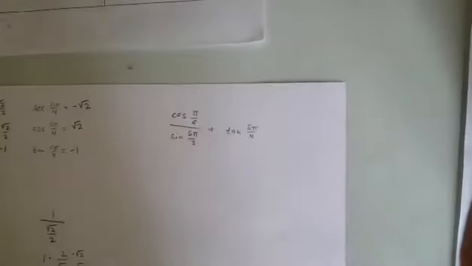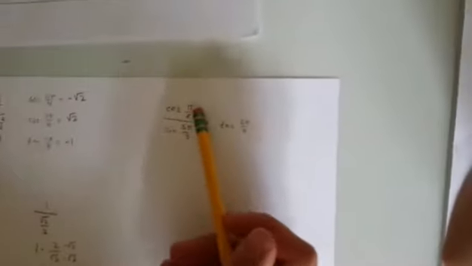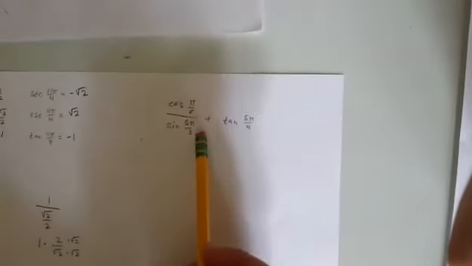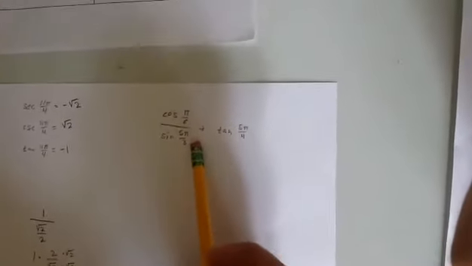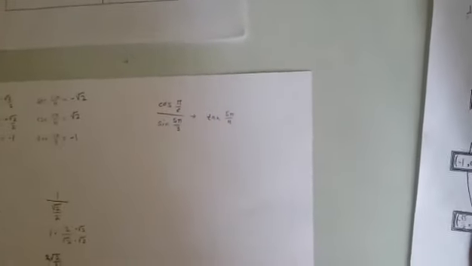Alright, now we have again our second type of problem here. We have the cosine of pi over 6 all over the sine of 5 pi over 3 plus the tangent of 5 pi all over 4. Now we're going to simplify this and leave it in exact form in our answer.